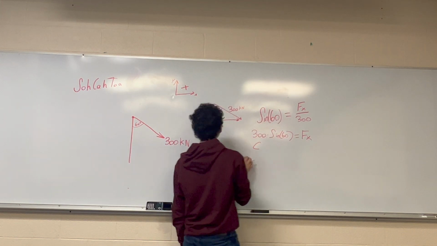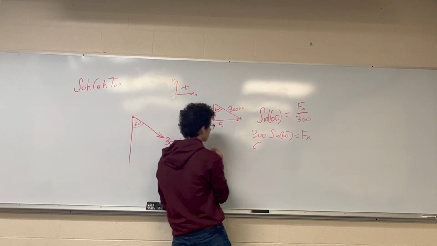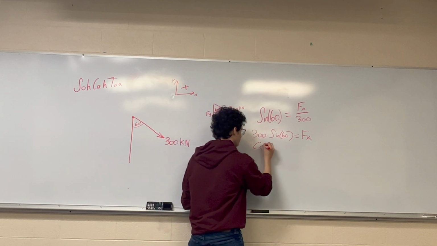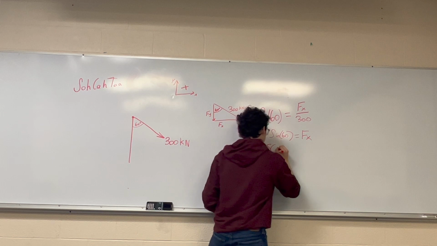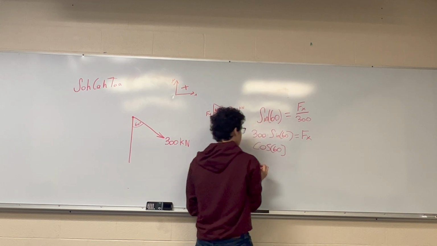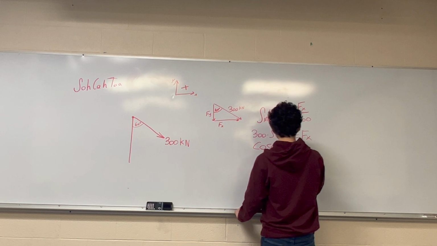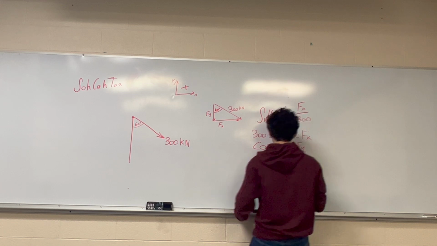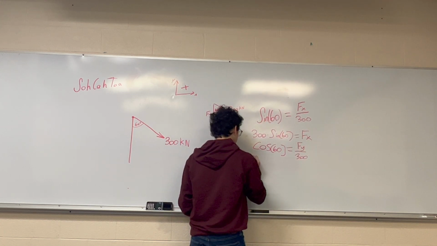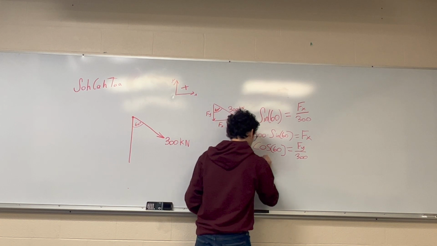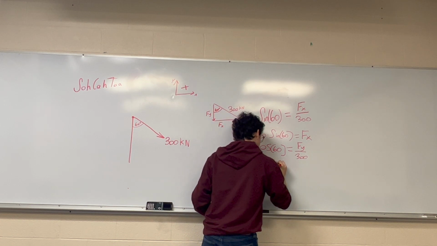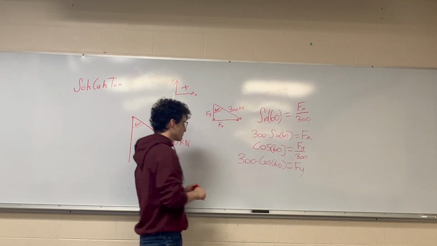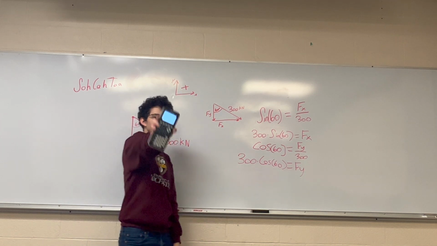And let's solve for the y. We'll use cosine because the adjacent of 60 degrees is Fy. So cosine of 60 is equal to Fy, our adjacent over our hypotenuse. Our hypotenuse is 300, and we're going to use algebra again. 300 times cosine 60 equals Fy. And to solve this with real numbers, we're going to use our trusty dusty TI-84.